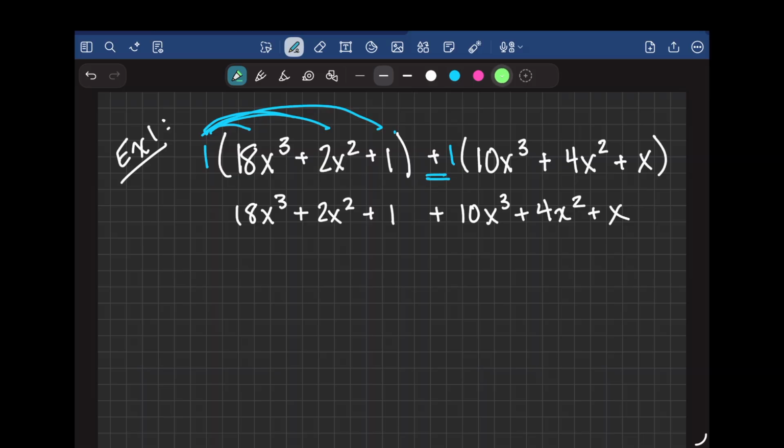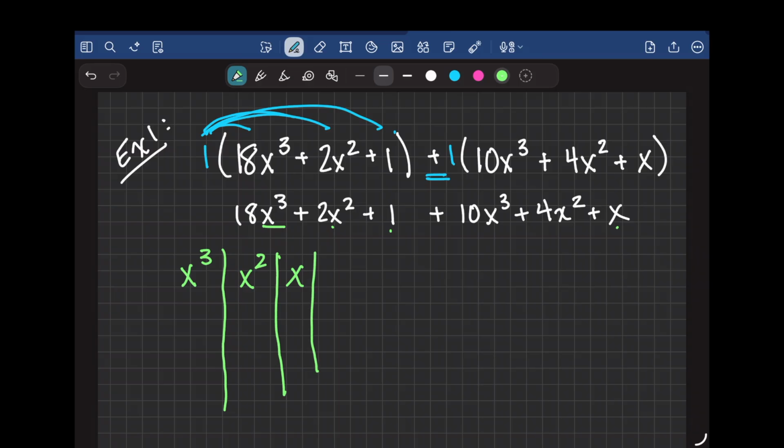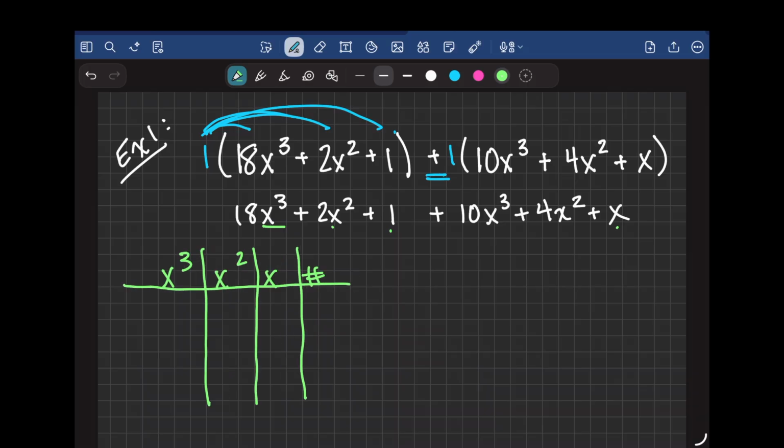So when I look across, I am looking for the highest exponent, which is x to the power of 3. So I'm going to write x to the power of 3. Then I'm going to see if I have any x to the power of 2's. I do. And then I'm going to look for just regular x's. I have one of those over here. And then I also have a regular number. So I'm just going to put the number sign here for constants. So now that you have your table, we're going to go ahead and fill it in.